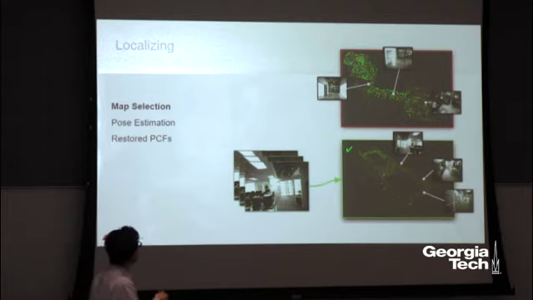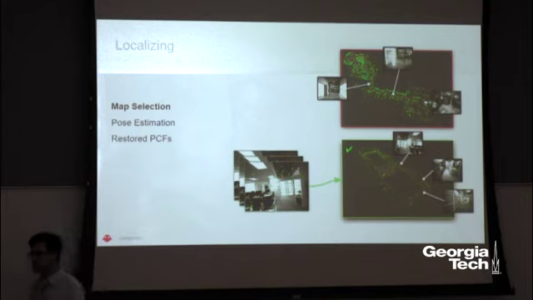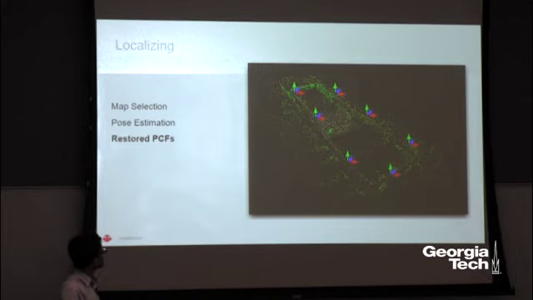Now, that's something that is unique to these kinds of problems. When I'm looking at multi-session use cases, how do I find out which map is more interesting for me based on my current location? And what map should I start using for my current experience? That's one example of what we call map selection. So we have to select the map and start using that map for pose estimation and also for restoring all the content back. Restoring PCFs is essentially a way to restore the content back. Pose estimation is again with respect to the map that I choose, and then I restore all the content back.